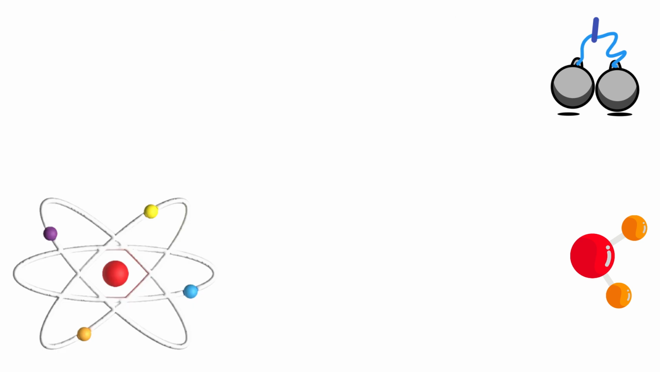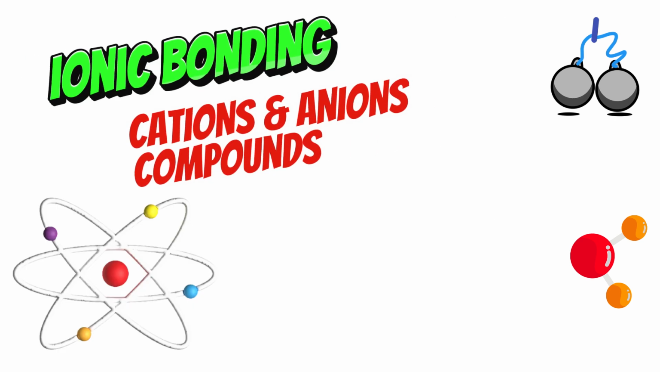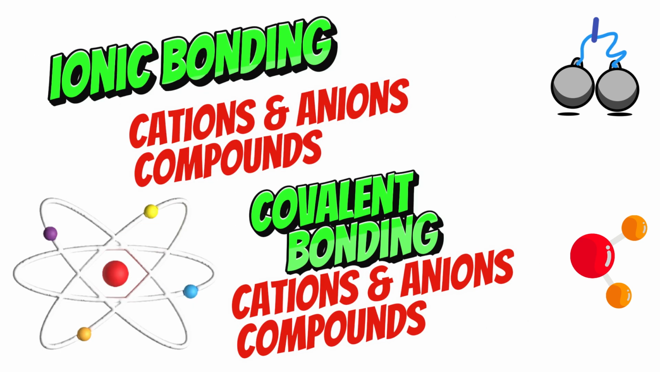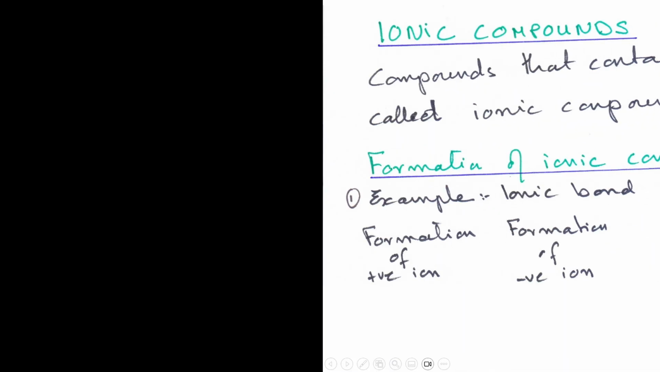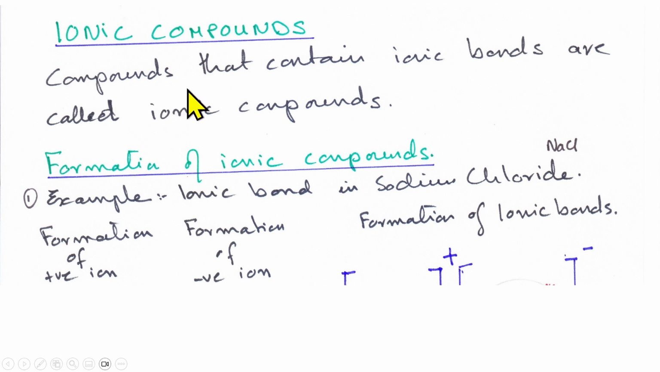Now, I have another topic today for you, that is ionic bonds and covalent bonds. Ionic bonds are the strong electrostatic forces of attraction between positive and negative ions. Metals form positive ions, cations; non-metals form negative ions, anions. Compounds that contain ionic bonds are called ionic compounds.